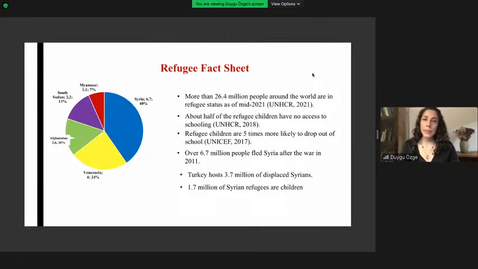We have seen 6.7 million people flooding out of Syria after the war in 2011, and Turkey hosts 3.7 million of the Syrian population, and 1.7 million of this population is children.